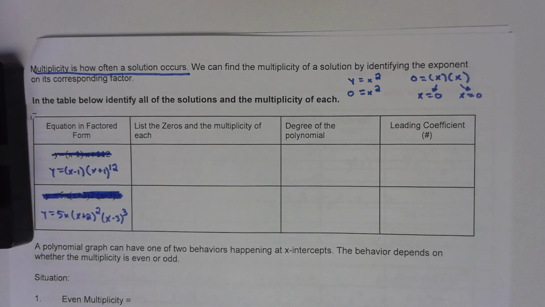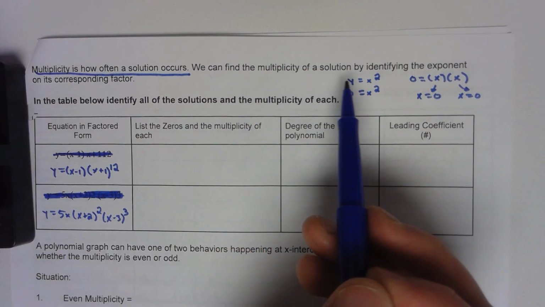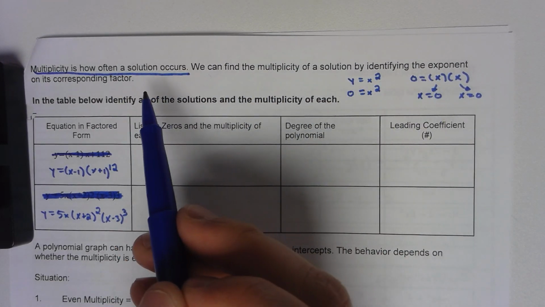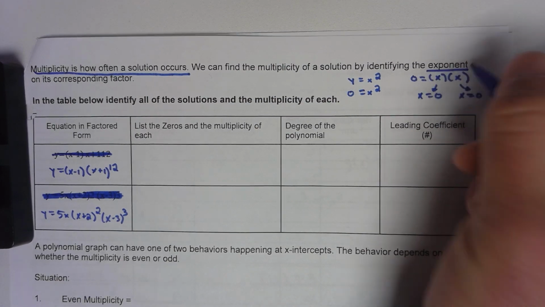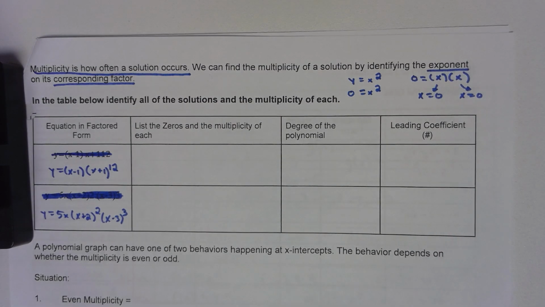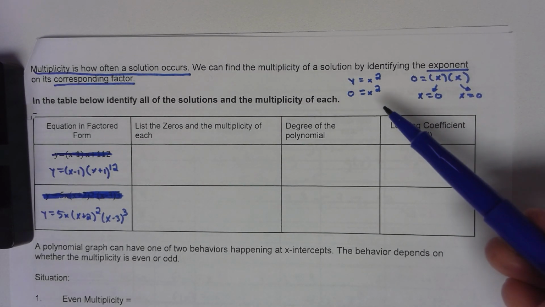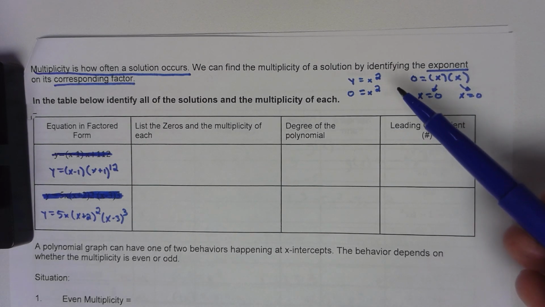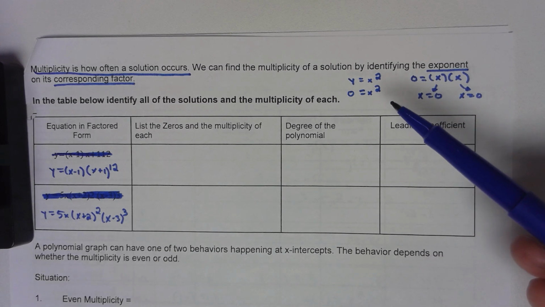Okay, so multiplicity is how many times we get a solution. It is dictated by the exponent on that corresponding factor. And let's definitely underline that. If you have a highlighter, maybe even highlight that. Right, so when I look at x squared here, I'm like, hey, the solution is 0. The exponent of 2 means that I have that solution twice.